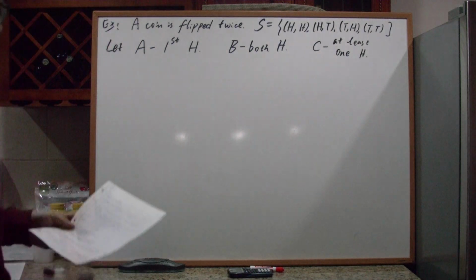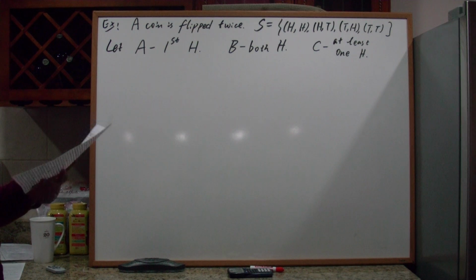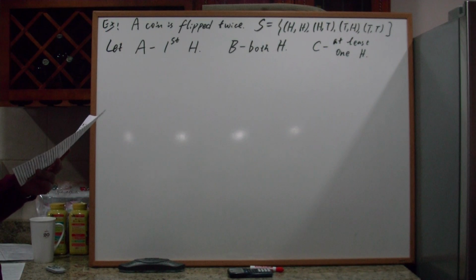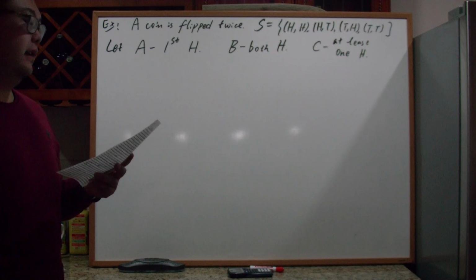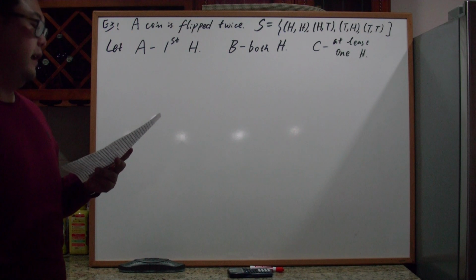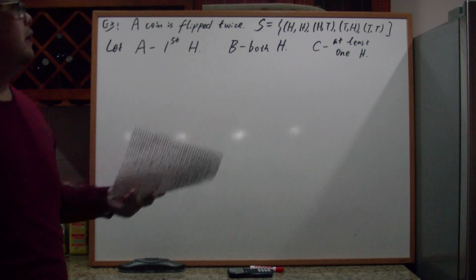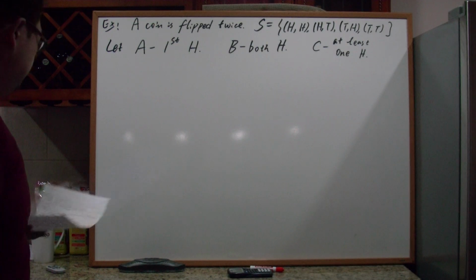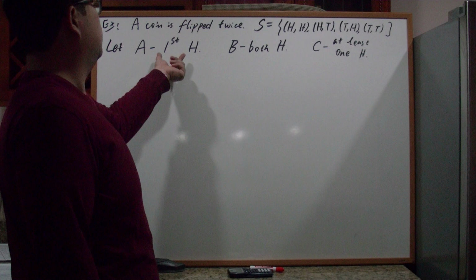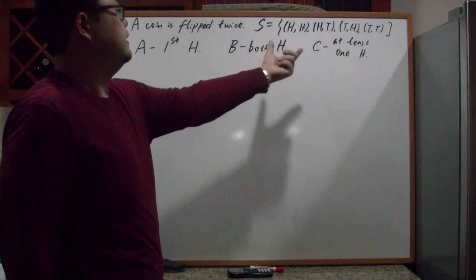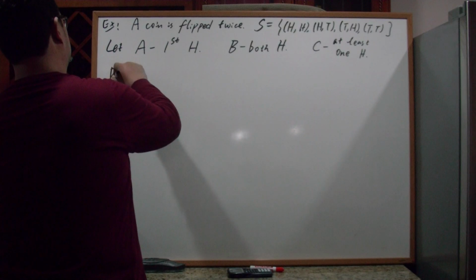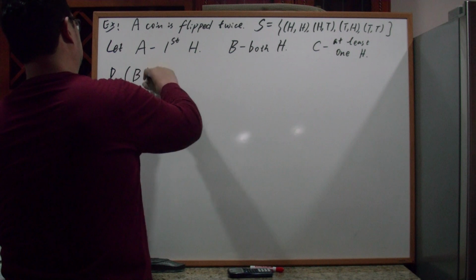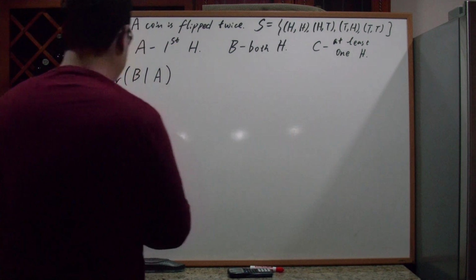Let the letters A, B, C be events. A is the event that the first flip lands on head. B stands for the event that both flips land on head. Then C is the event that at least one lands on head. So first is head, both of them are head, and at least one head. We want to find the probability of B given A.